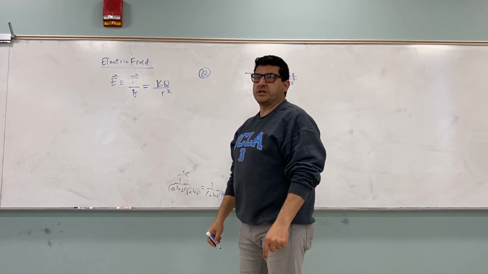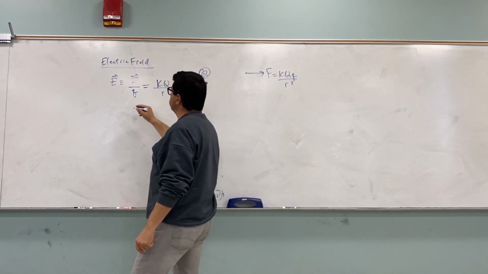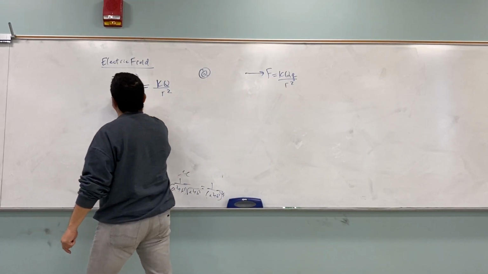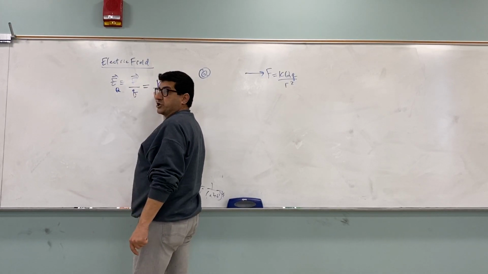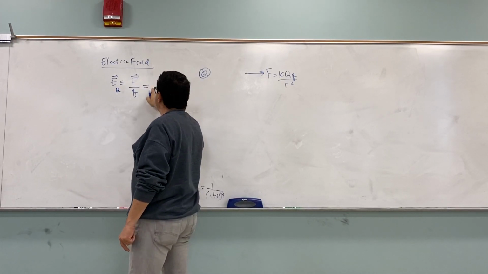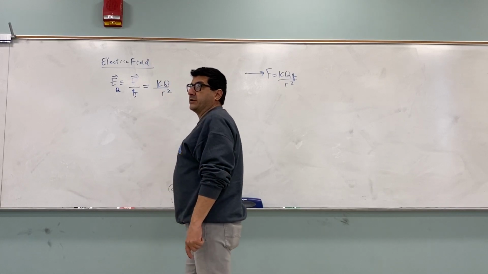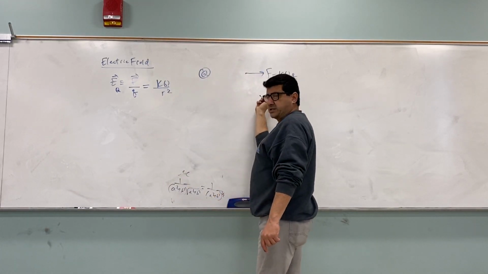You see? So the electric field created by the Q only depends on the charge of the Q, and that's equal to KQ over R squared. Now you say, does it work backwards?